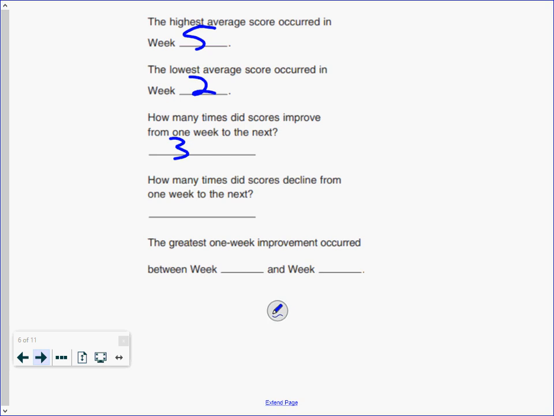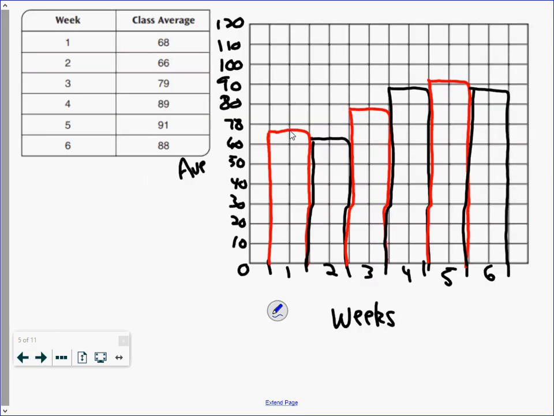How many times did scores decline from one week to the next? So it means how many times did they go down? Went down from week 1 to 2, and it went down from week 5 to 6, so it went down twice.